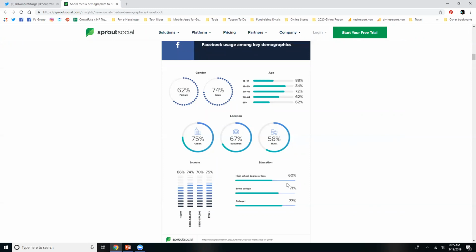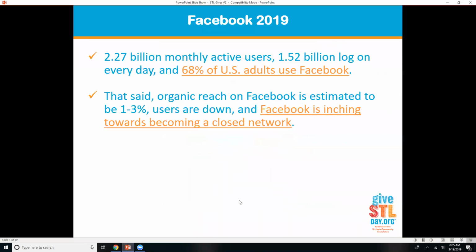So when you look at Facebook, 74% of males in the US use Facebook, 62% of females, predominantly urban with 75%, 58% in rural communities. The largest age group is 13 to 17. And you always hear that teenagers just don't care about Facebook. But teenagers eventually grow up, and they've got to learn how to use email. They've got to get on social networks. So Facebook does have teenage users, very popular social network.